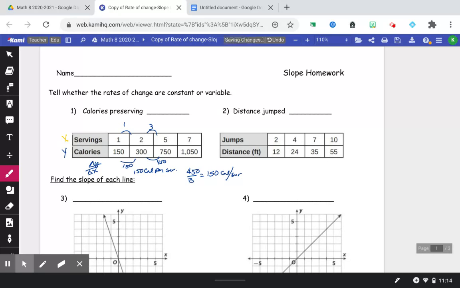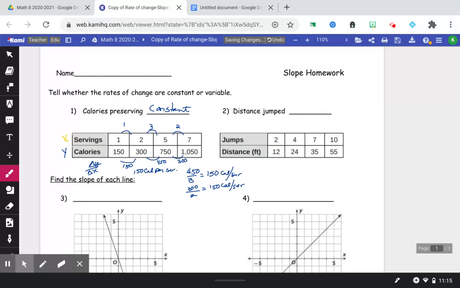And then the same thing if we look at 5 servings to 7 servings. The calories increase by 300. The servings increase by 2. When you look at that ratio, 300/2, it still reduces down to 150 calories per serving. So wherever we look at our chart, that rate of change is 150 calories per serving. So that is constant.